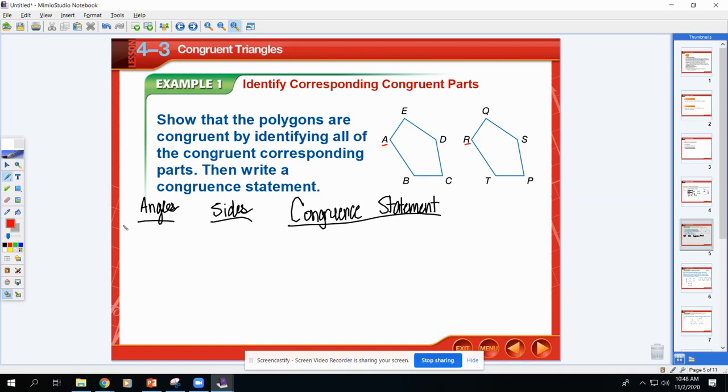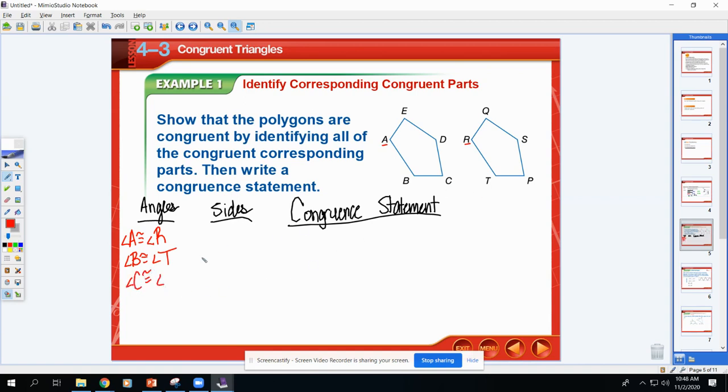So if we start here with angle A, we can say here that angle A is congruent to angle R, because those are in the same position. Same thing goes for angle B. We'll say angle B is congruent to angle T. And we're just going to keep going on this train.